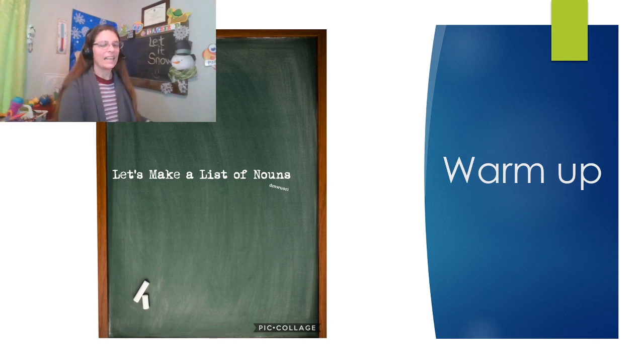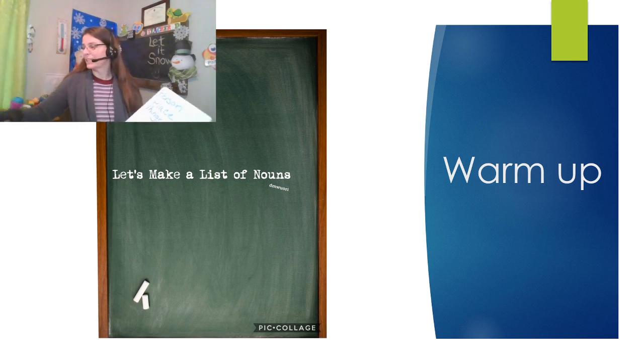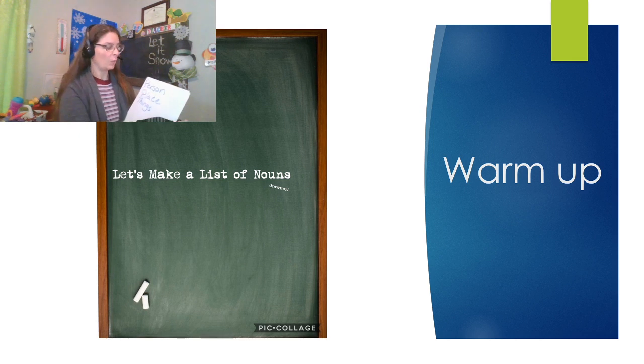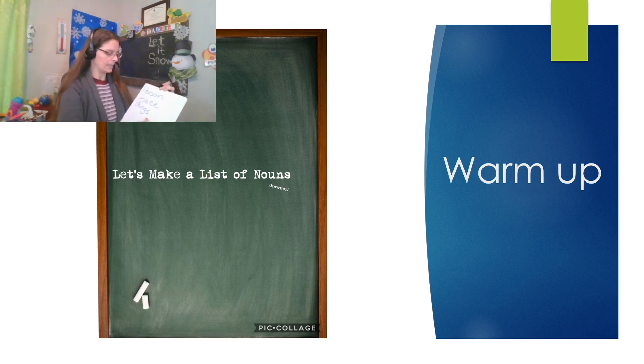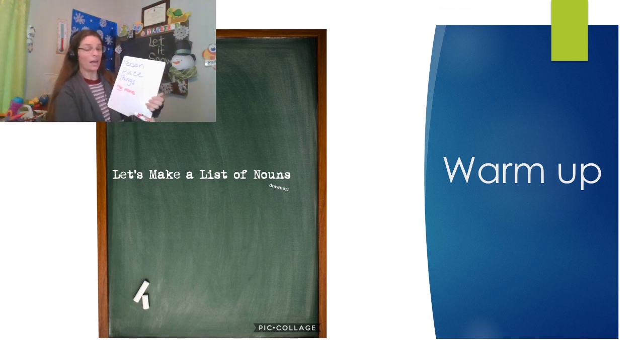Now don't forget, nouns are person, place, or things. Okay, so what are some persons, some places? Well, we should say people, right? What are some people or some places or some things that you can think of? Let's see. How about the movies? Yes, we need the article here.